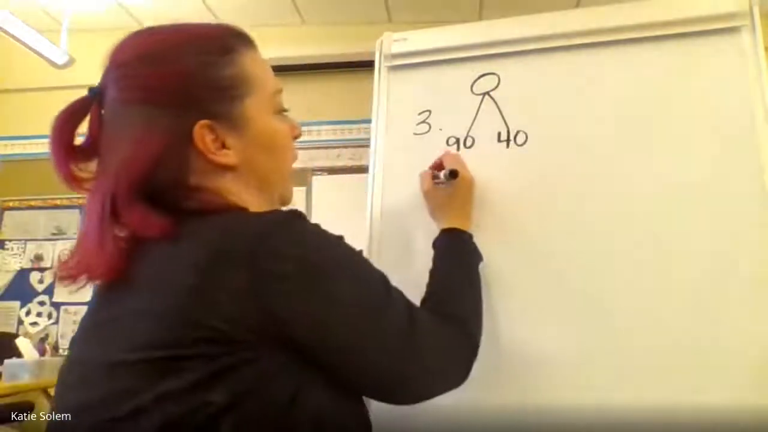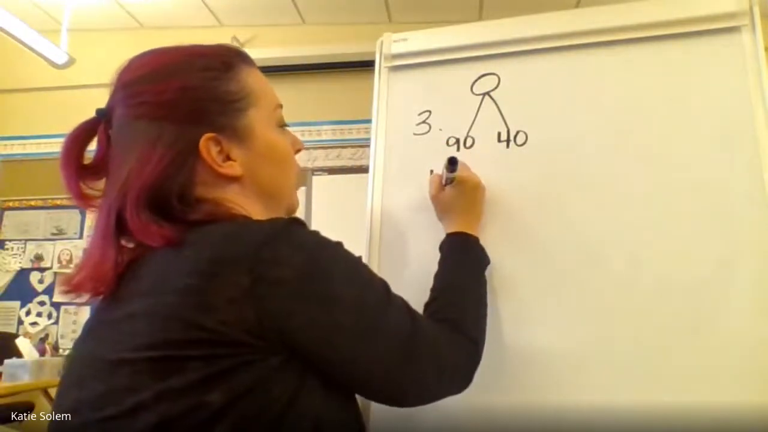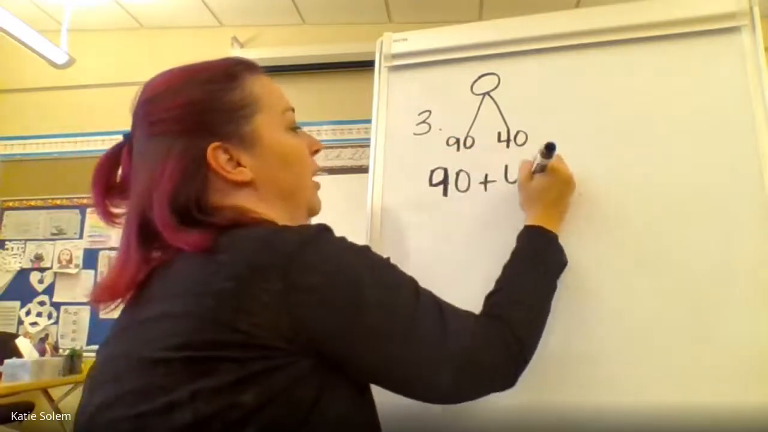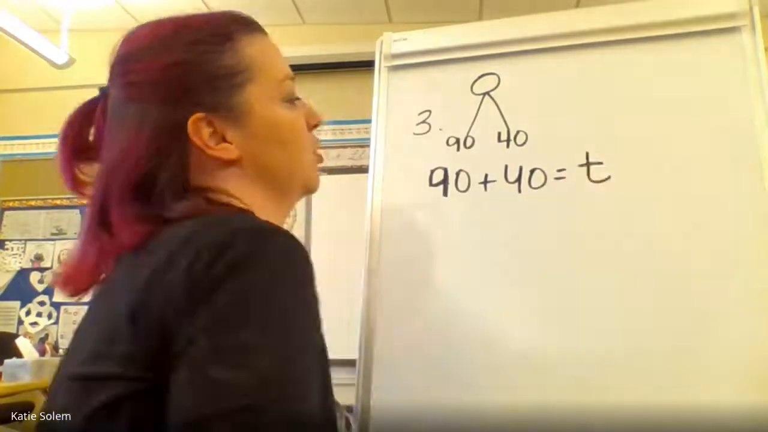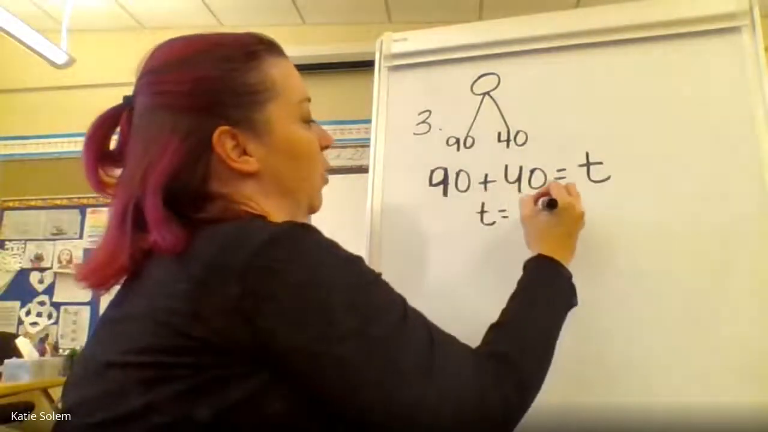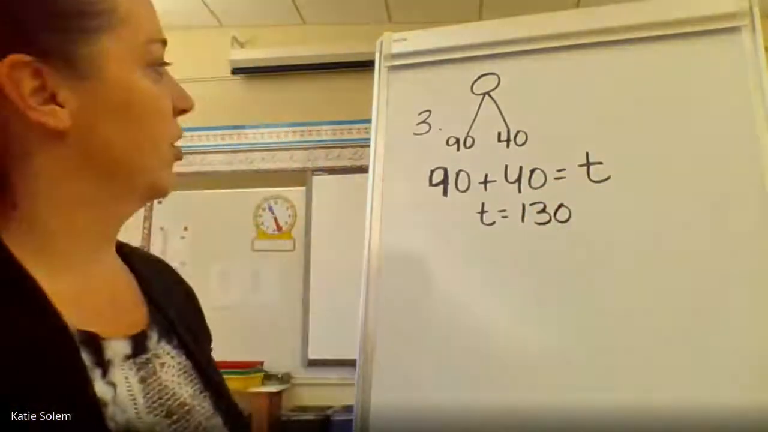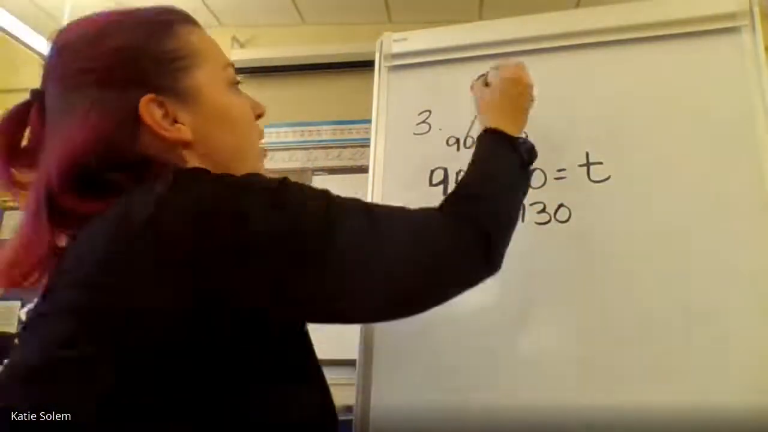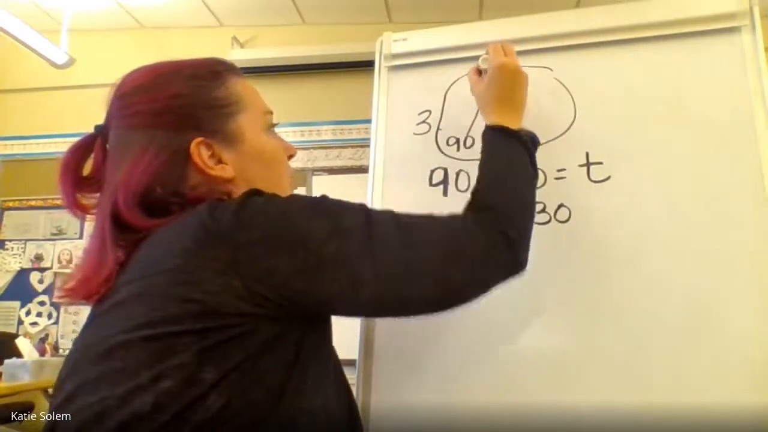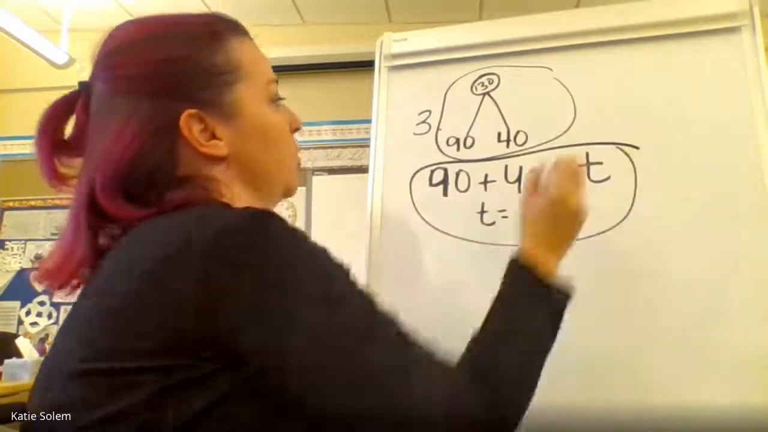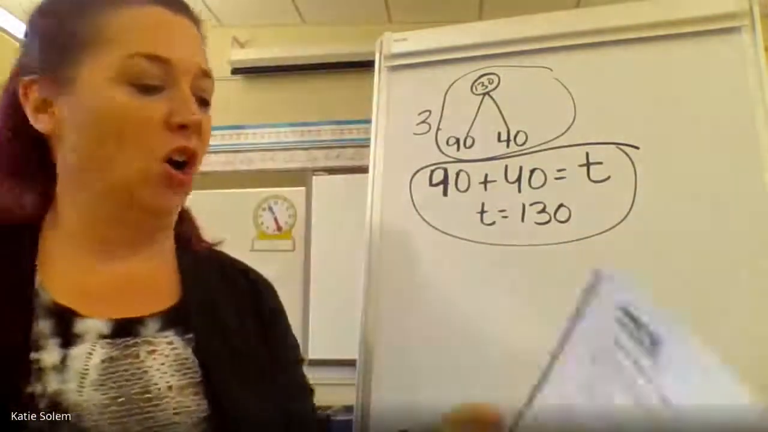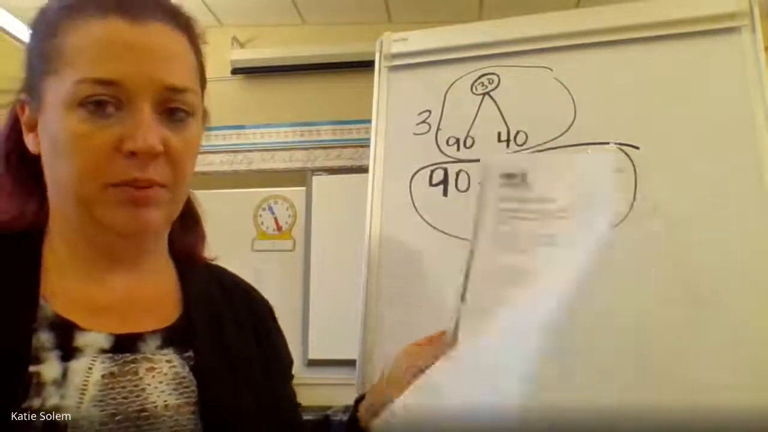The other way we could write this is we could have written an equation and said, okay, 90 plus 40 equals, I'm going to say T for total. And then we need to solve it. T equals 130. So you can either show it this way or this way, but you need to have one of those ways of showing your work for all of these problems.